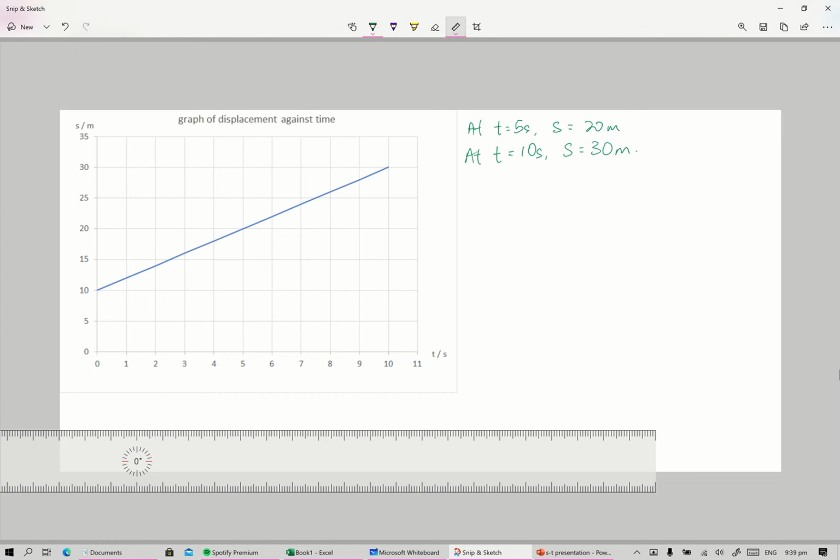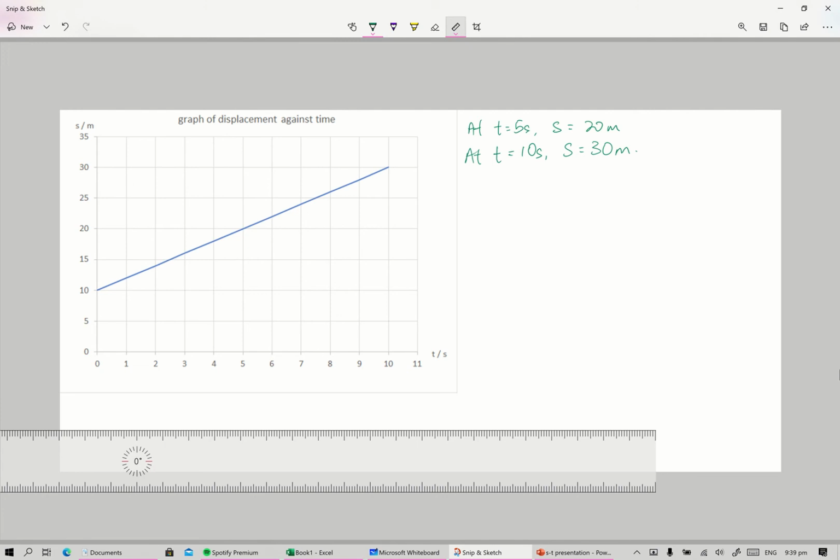We will now try to describe the shape of this graph as comprehensively as we can. But first, we need to determine at different points of time what the displacement is first to understand the relationship.